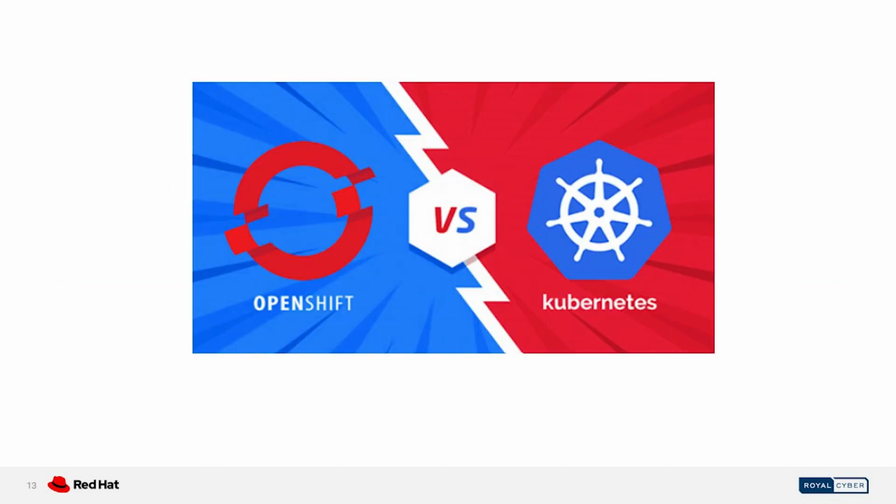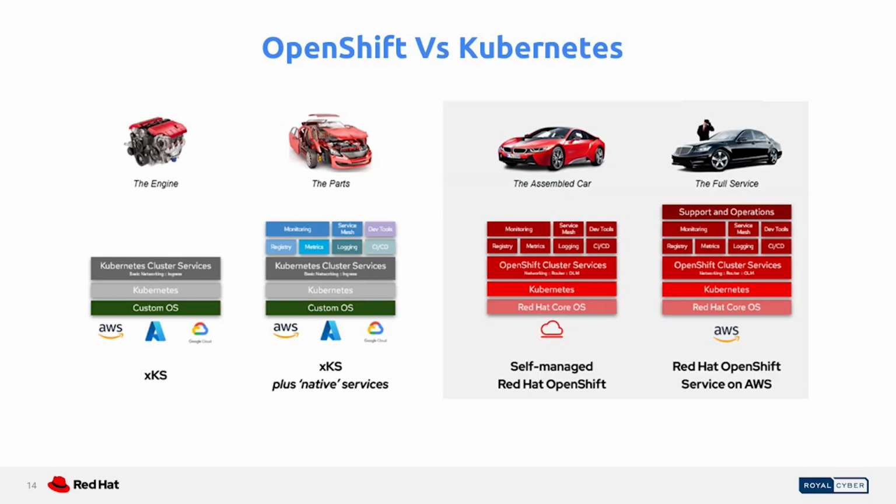Now we will discuss the major difference between OpenShift and Kubernetes. To help, we have this wonderful slide which will help you understand the differences with the help of a car. When we talk about the engine, the base of every car, we compare it with Kubernetes. So the base, which includes Kubernetes cluster services, Kubernetes and a custom OS running anywhere, is the engine. That is what we call Kubernetes.